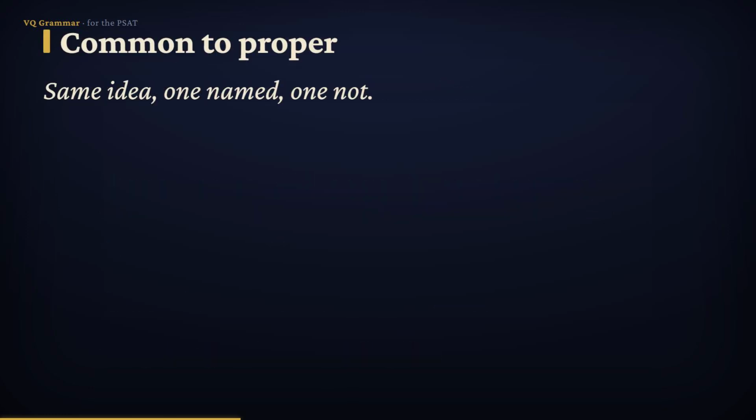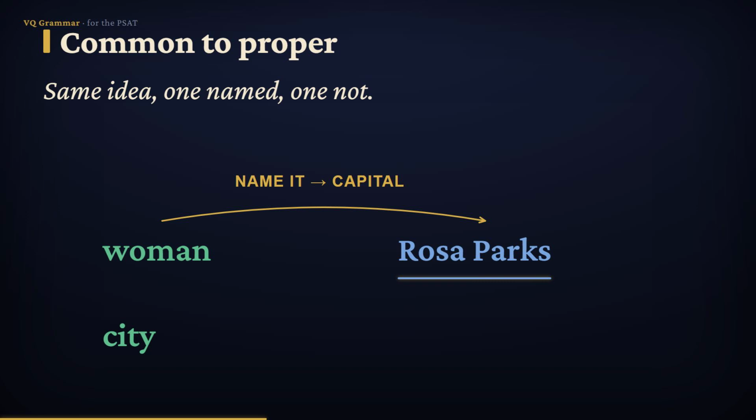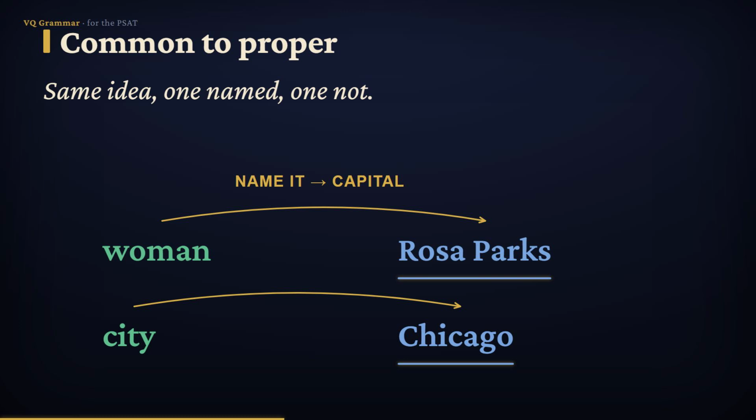Watch the two sit side by side. On the left, the common nouns, woman, city, general, lowercase. Now give each one a particular name. Woman becomes Rosa Parks. City becomes Chicago. The moment you name the particular one, it turns into a proper noun, and it earns a capital letter. Same idea on both sides, but only the named particular version gets the capital.